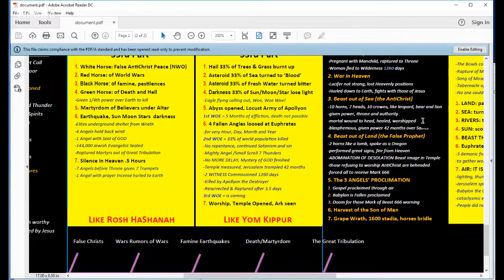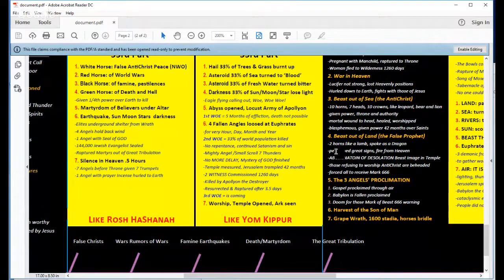It's not the pre-trib rapturist. He will be blasphemous against Jesus and his followers and given power for 42 months over the saints. Now, Jesus had said the gates of hell will not prevail against his church. So this is not his church. These are not his saints. These are saints nonetheless, but not the church that was given that promise of protection. So we have 42 months, the second half of the tribulation, that the Antichrist will actually reign over the whole earth.